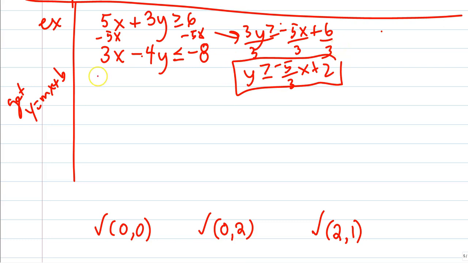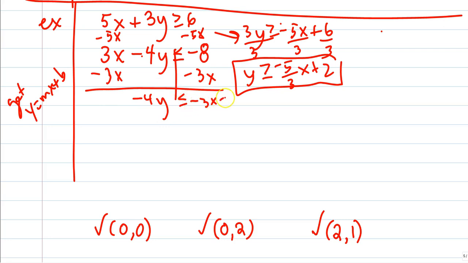Second one's a little trickier. Still the same first step, moving the x over. So negative 4y is less than or equal to negative 3x minus 8. Dividing by the negative, don't forget when we divide by a negative, the inequality will flip. So y is greater than or equal to positive 3/4 x plus 2.